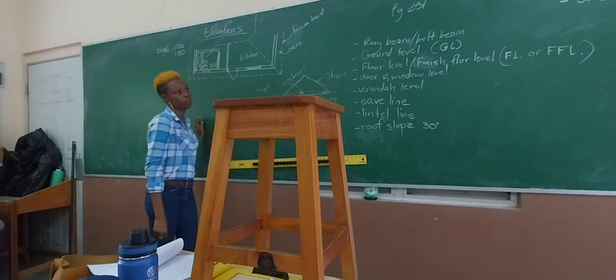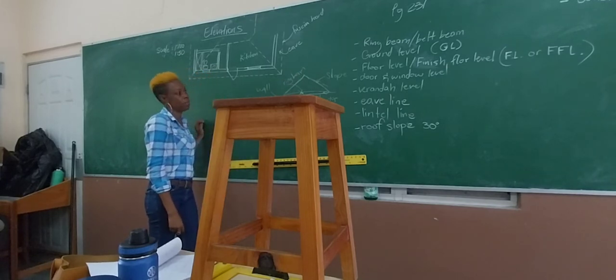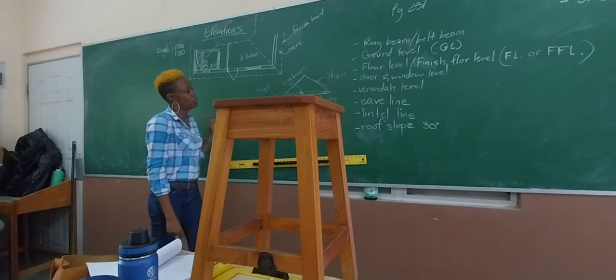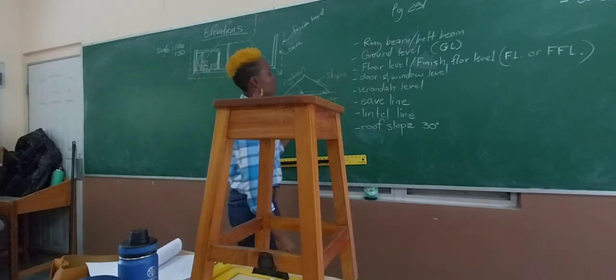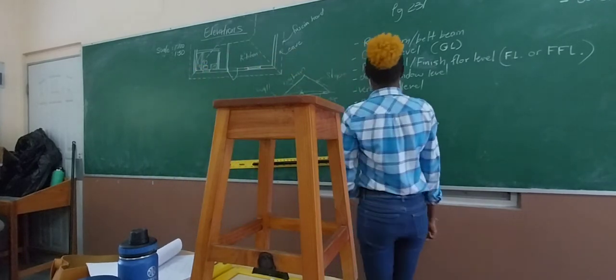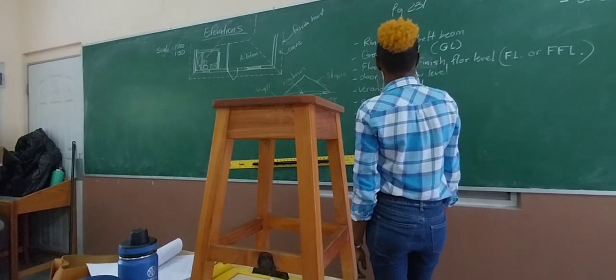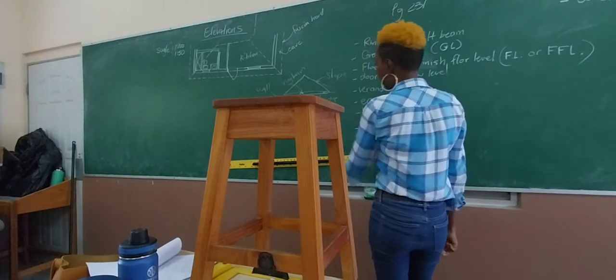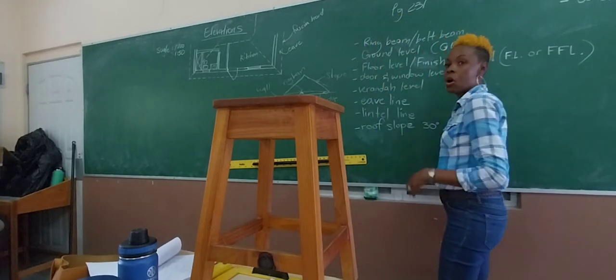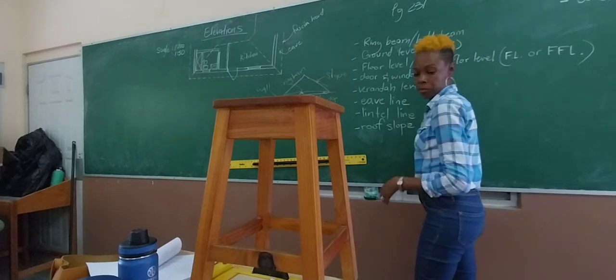Ring beam, belt beam, perimeter beam. So I think we kind of covered, as I said, you wouldn't see the veranda just yet. Yes, so let's see if we can start and understand how an elevation is done.